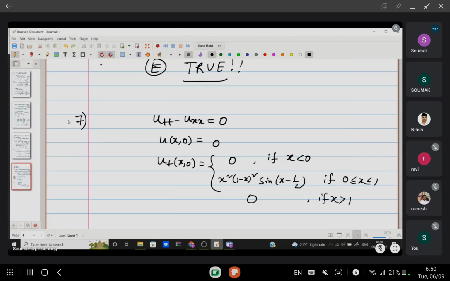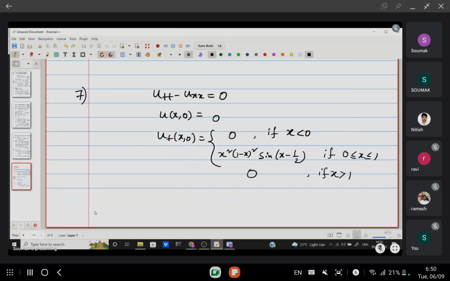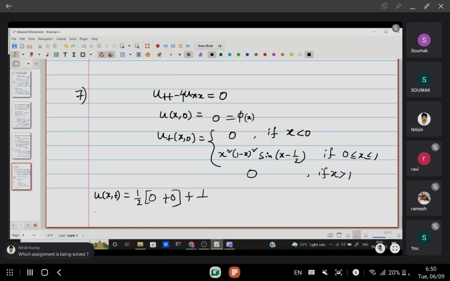Okay, so what is the solution? u(x,t) equals half of... here is my phi, and phi is 0, so I should put half of 0 plus 0. Okay, and my c is what? I think there should be 4.